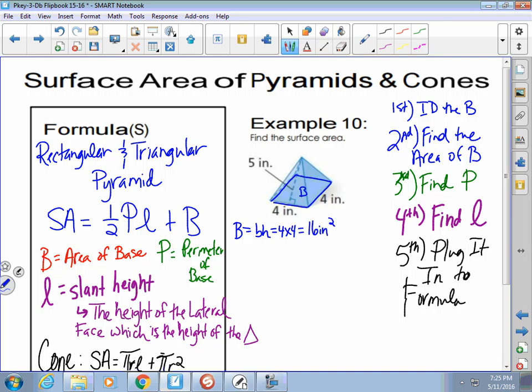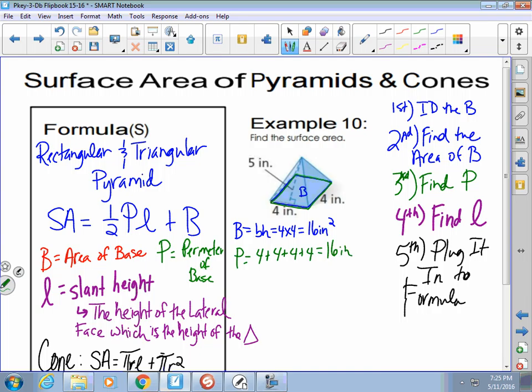Then we need to find the P. The P represents the perimeter of the base, meaning my distance traveling around. So that would be 4. I go here, that's 4. This would be another 4 and 4. So our perimeter is adding up those 4s, or I can say 4 times 4, which is 16 inches.